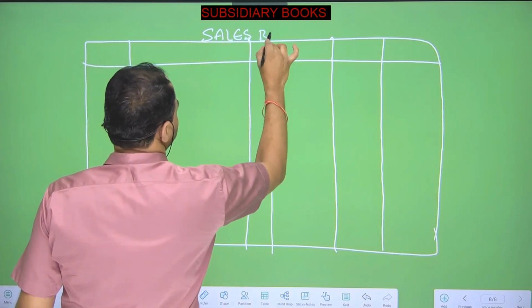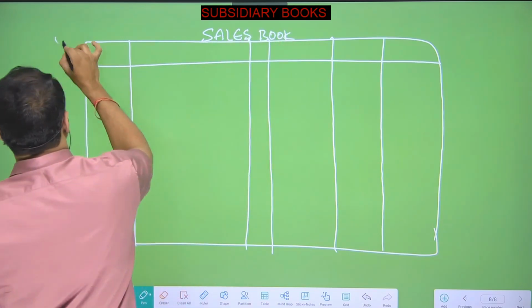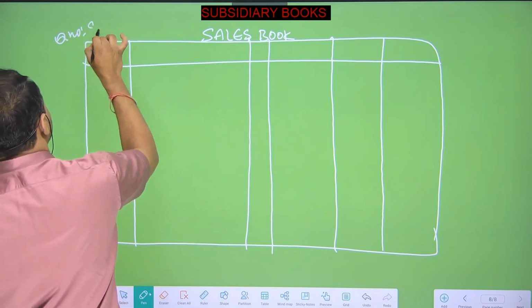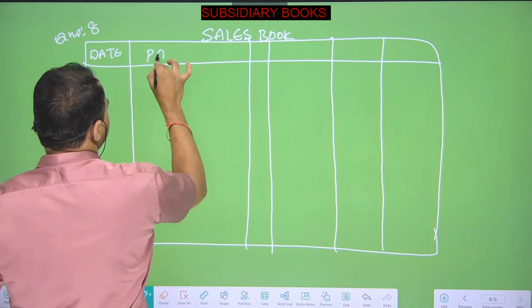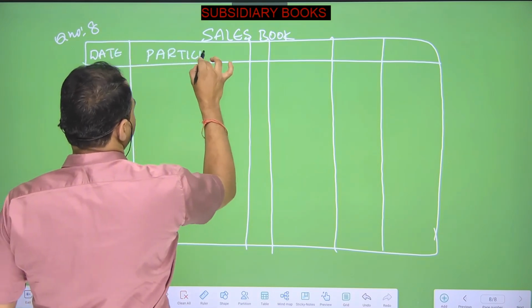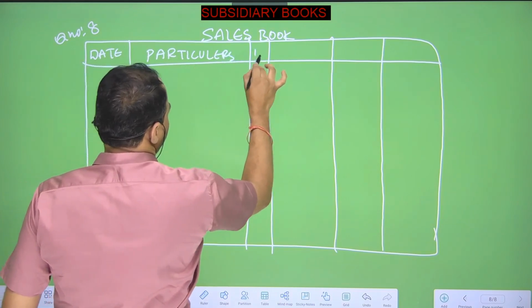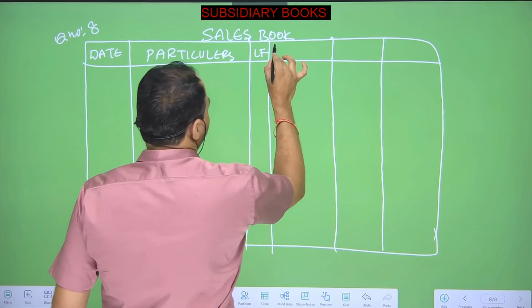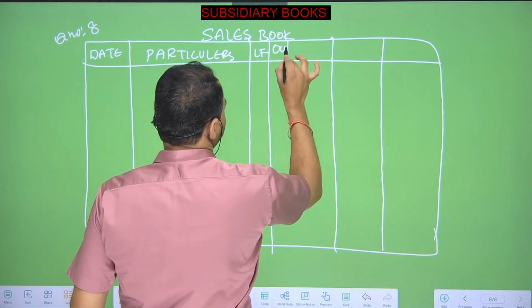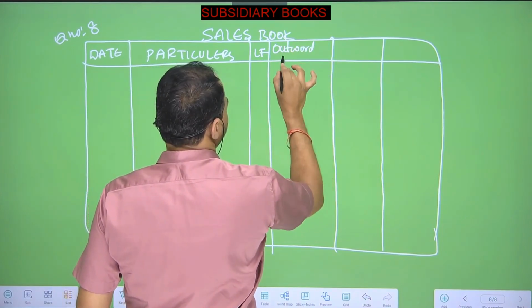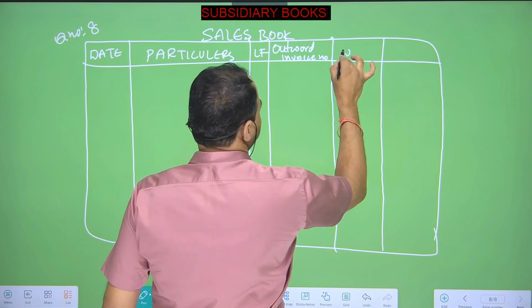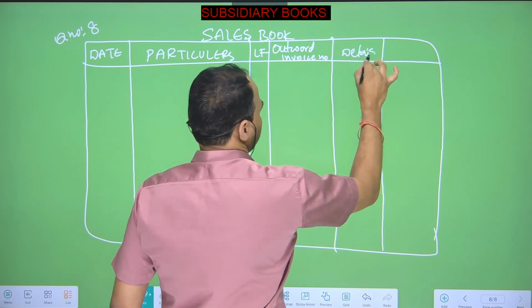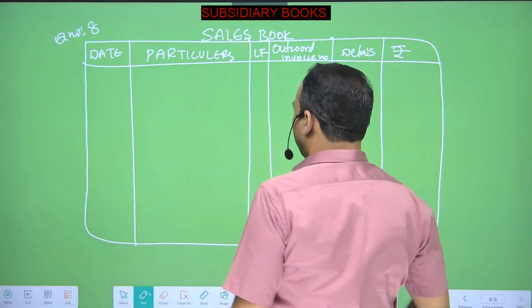Sales book is the heading, question number 8. Fill up all these headings: date, particulars, LF, outward invoice number, important, and details, and the amount. Okay, let's see the question.